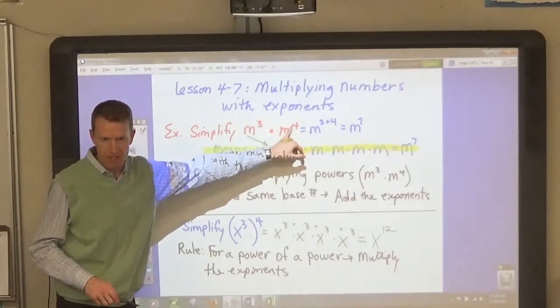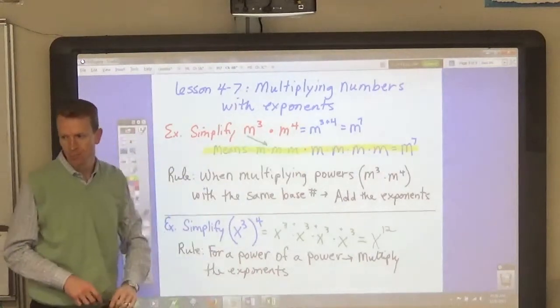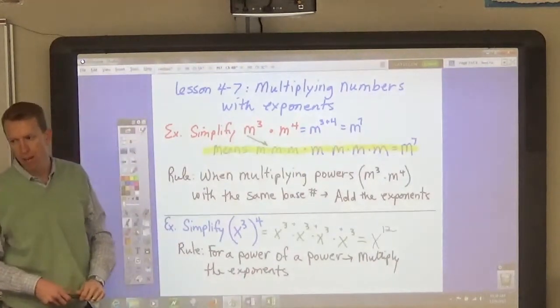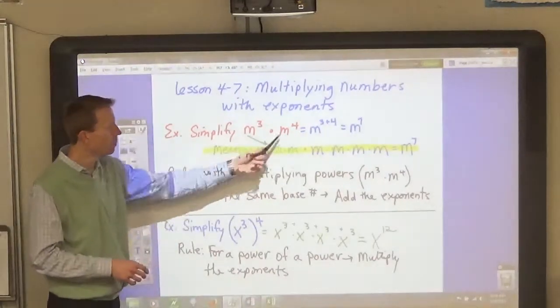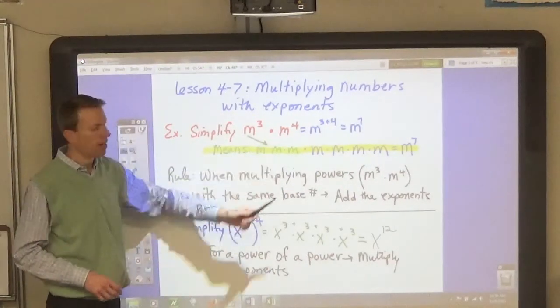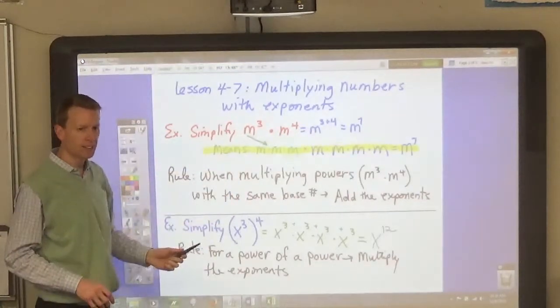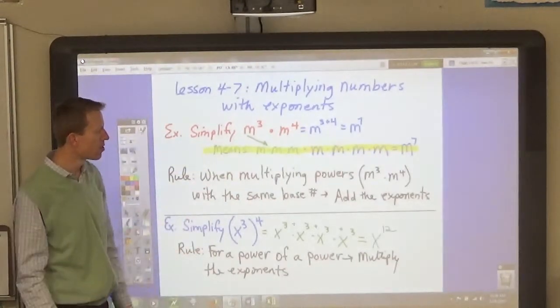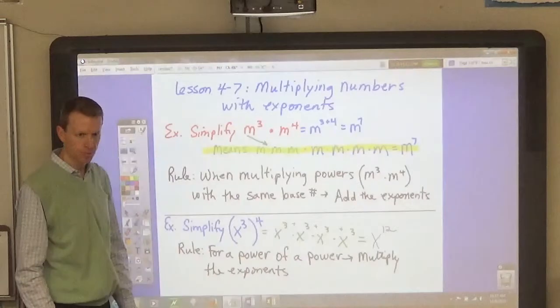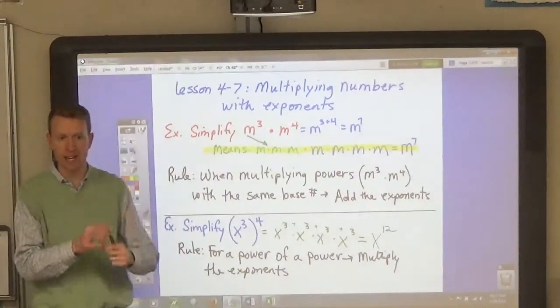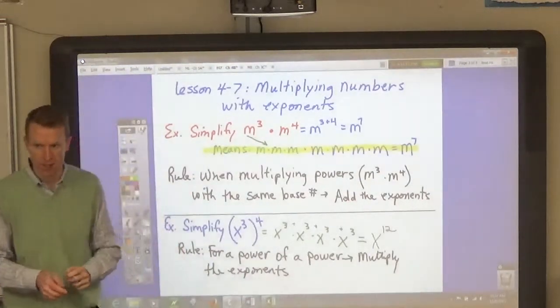What is the base? Asa. What is the base of the power? M. They both have just m. Now, the rule is that when you're multiplying powers that have the same base, you can add the exponents together to get the answer. Okay?